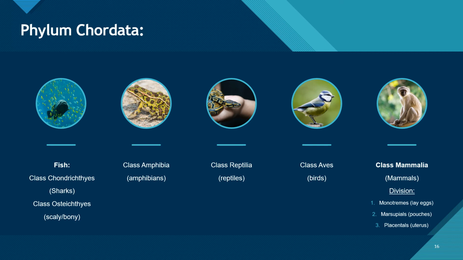The next one is class Aves, or birds, and they lay their eggs and they have feathers to help them prevent loss of body heat. And one interesting thing they do with their eggs is that they sit on them, or they incubate them, to keep them warm.